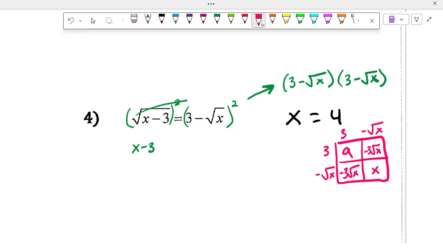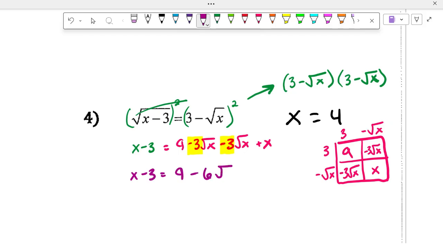If I pull everything out, this would be 9 minus 3 square root x minus 3 square root x plus x. Now, the nice thing is that this is kind of like combining like terms. So since they both have a square root of x, we can just add the coefficients in front of them. So this will be x minus 3 is equal to 9 minus 6 square root x plus x.